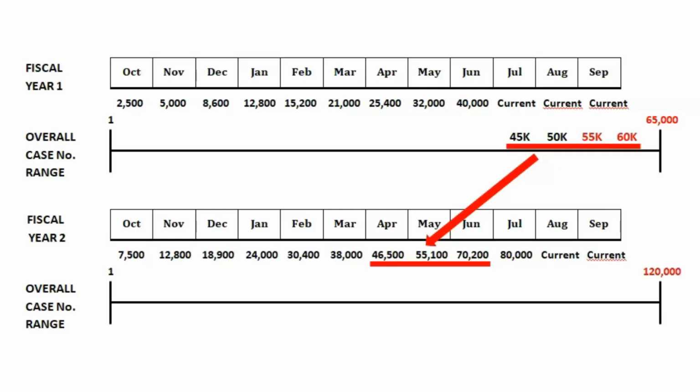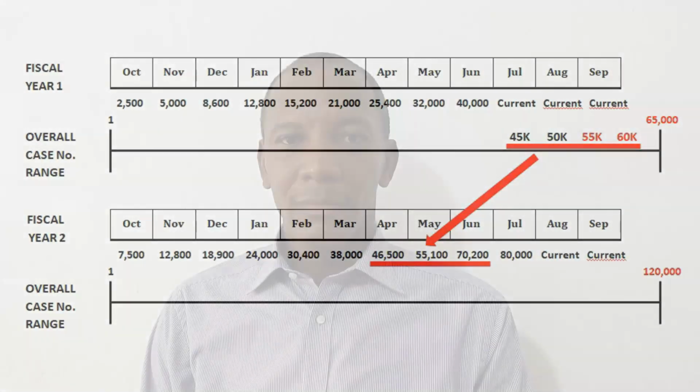Now, let me make it clear that the cutoff numbers shown in this video are not the cutoff numbers for the DV 2024 program. This is only intended to show how the cutoff numbers progress faster whenever the overall case number range of a region is extended. The actual cutoff numbers for the DV 2024 program will start to be published in the visa bulletin as of the month of August 2023. So it is this kind of situation you can look forward to when it comes to the monthly visa bulletin cutoff numbers in the DV 2024 program.